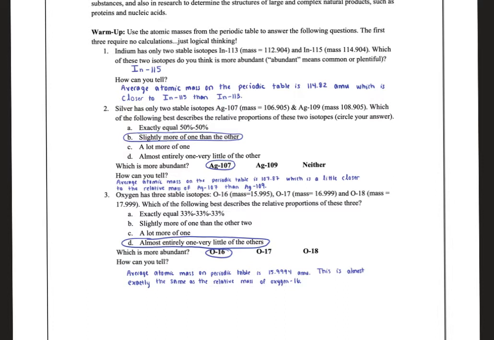And lastly, 3 stable isotopes for oxygen, oxygen 16, oxygen 17, and oxygen 18, which describes the relative proportions. I said almost entirely one, very little of the others, because on the periodic table, oxygen has an average atomic mass of 15.9994 AMU, which is almost nearly the mass that was given for oxygen 16, 15.995. So that's almost exactly the same, which means oxygen must be almost all oxygen 16, and only a tiny, tiny percentage of the oxygen isotopes are oxygen 17 and oxygen 18.